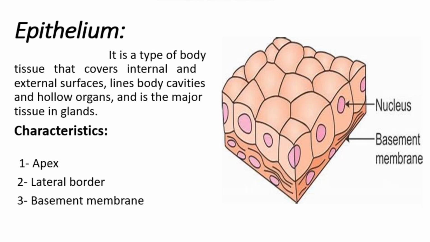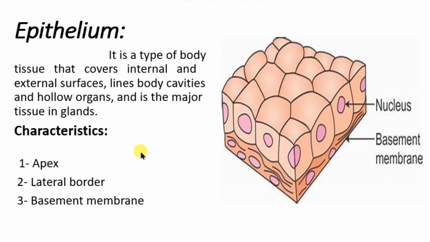Abdullah is here. Today we are going to discuss the histology of epithelium. So let's see its structure, characteristics, and functions. As you can see on the screen, epithelium is a type of body tissue that covers the internal and external surfaces, lines body cavities and hollow organs, and it's the major tissue in the glands.